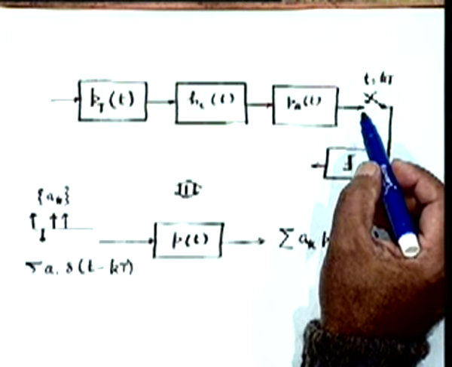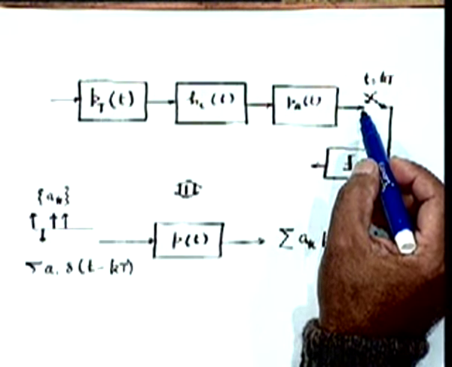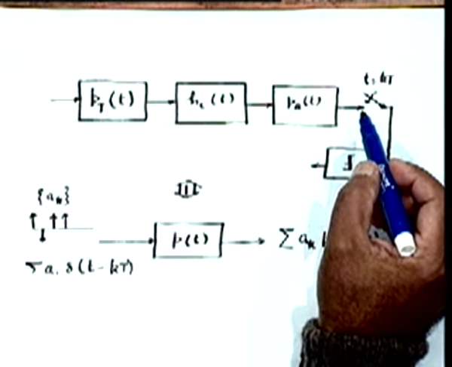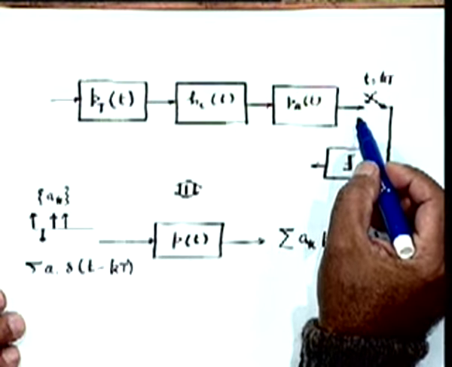Where is it important that there should be no inter-symbol interference? At the point at which I'm going to decide whether a_k was 0 or 1, right? At that point I don't want any interference from a_{k-1}, how a_{k-1} was transmitted, how a_{k-2} was transmitted, or how a_{k+1} is going to be transmitted, and so on, right? So at the sampling instance of this pulse shape, if I don't have inter-symbol interference, I have done the job.